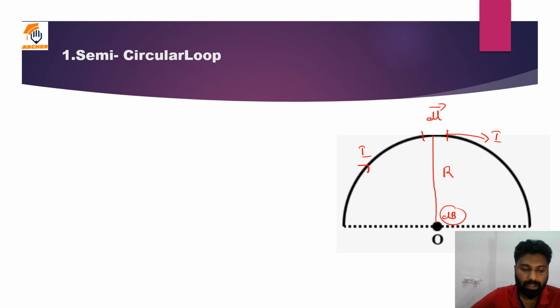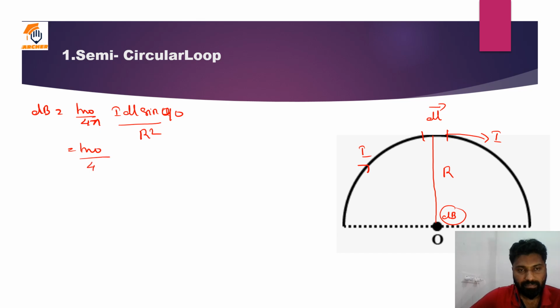So the magnetic field at the point O, dB is equal to mu 0 by 4 pi I dl sine theta, here also theta is 90 degrees, sine 90, divided by capital R square, that is the distance. So this will become mu 0 by 4 pi I dl divided by r square.